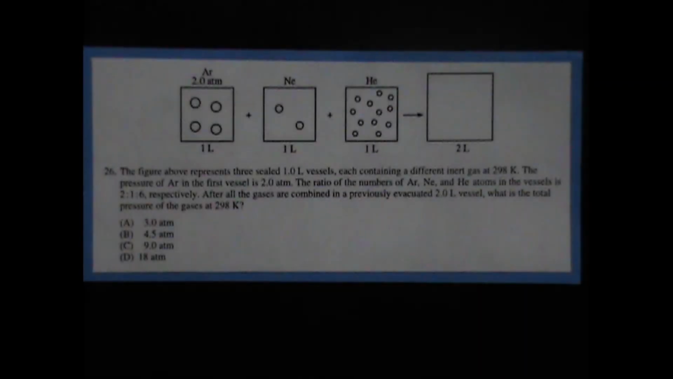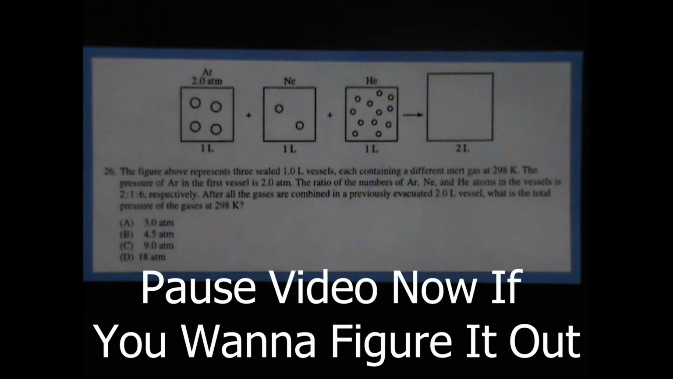Now we're going to do some AP practice problems using the gas laws. The figure above represents 3 sealed 1-liter vessels, each containing a different inert gas, at 298 Kelvin. The pressure of argon in the first vessel is 2 atmospheres. The ratio of the numbers of argon, neon, and helium atoms in the vessels is 2 to 1 to 6 respectively. After all the gases are combined in a previously evacuated 2-liter vessel, what is the total pressure of the gases at 298 Kelvin? Take a moment, think about the answer.